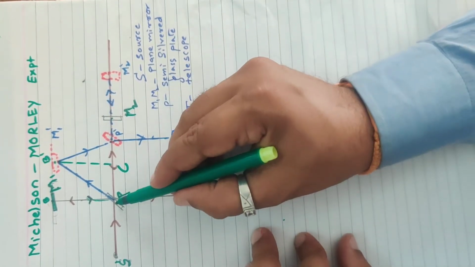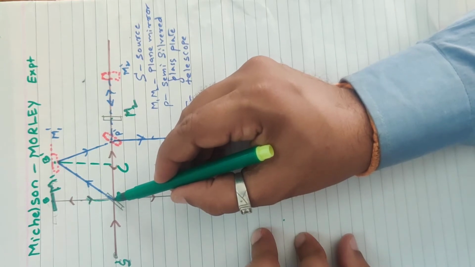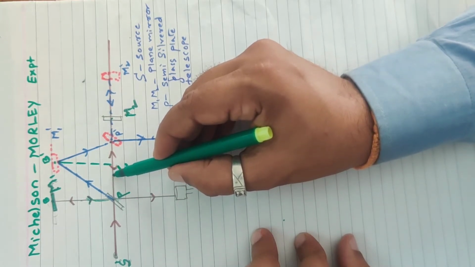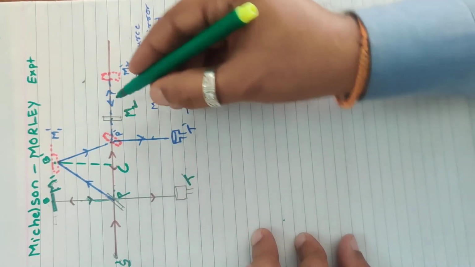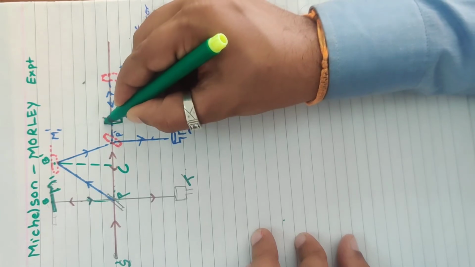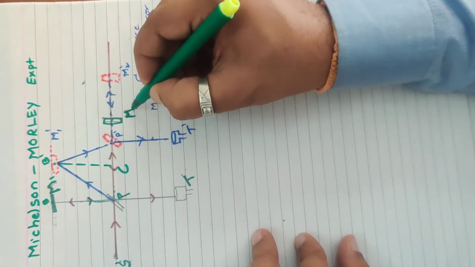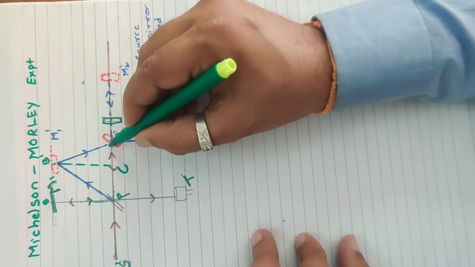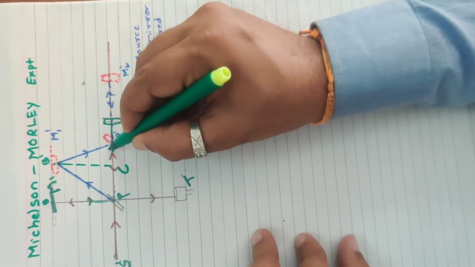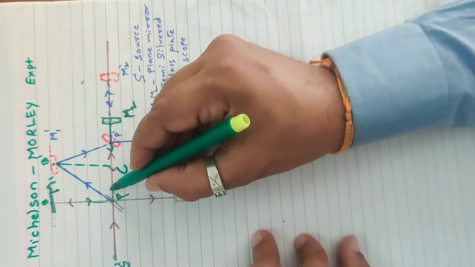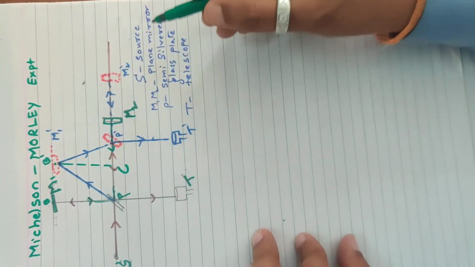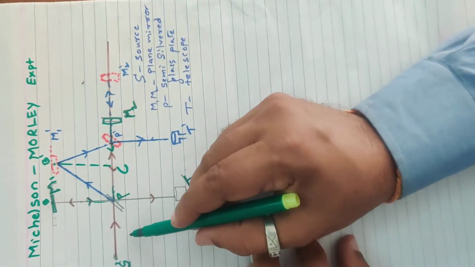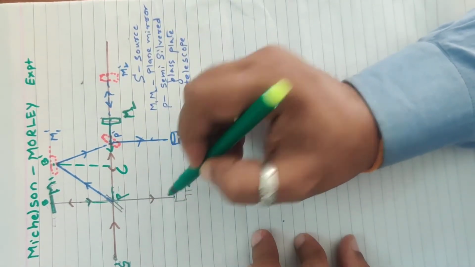As it is semi-silvered, a part of the light is transmitted. That light moves and hits the mirror M2, and as it is a mirror, the reflection of the light is also observed. Then it reaches the semi-silvered glass plate again and goes to the telescope T.